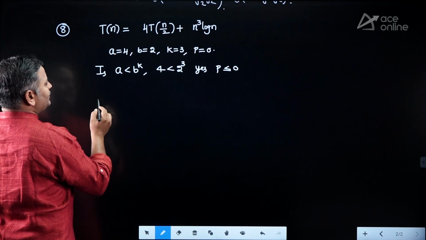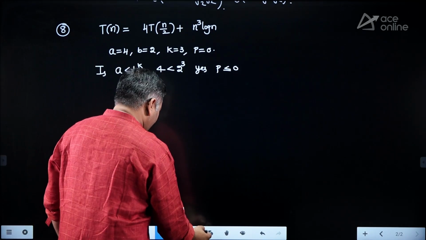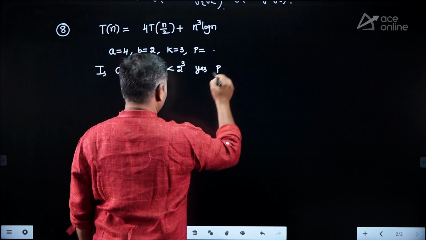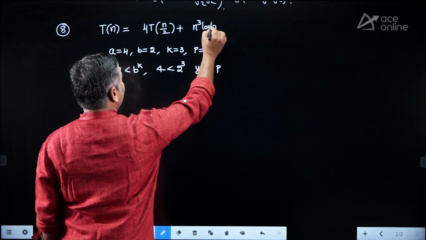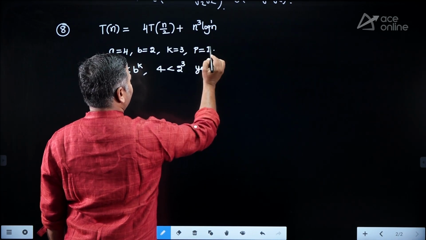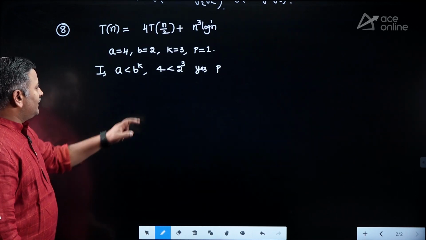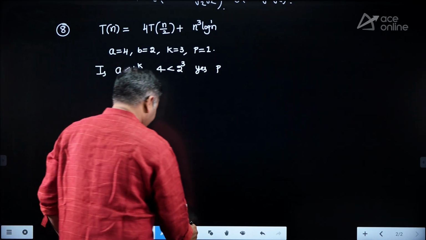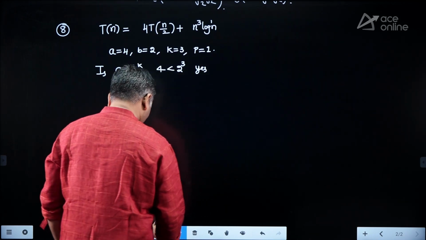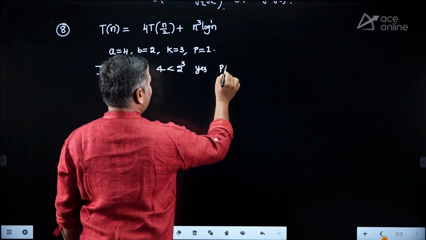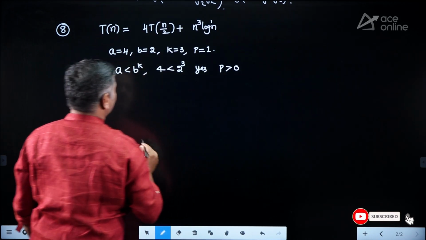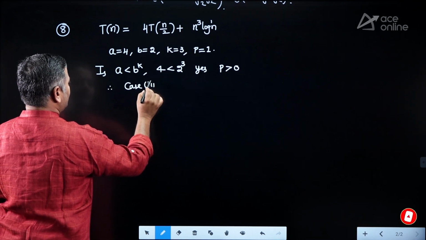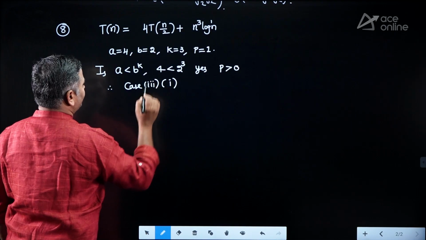Please excuse me, friends. So, log power p, p is equal to 1 here, right? p equal to 1. So, therefore, 4 less than 2^3, yes, it is true. And the p value is greater than 0. So, therefore, it belongs to which case? It belongs to the third case. Under the third case, it belongs to the first one.